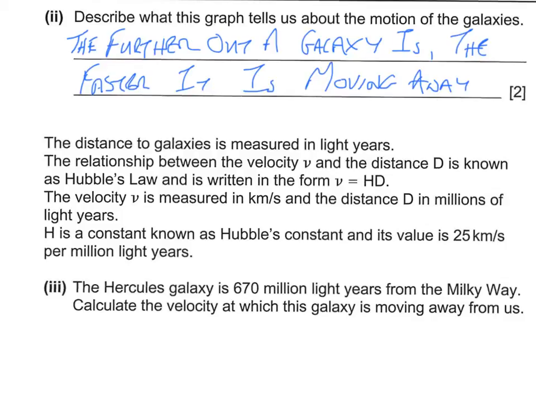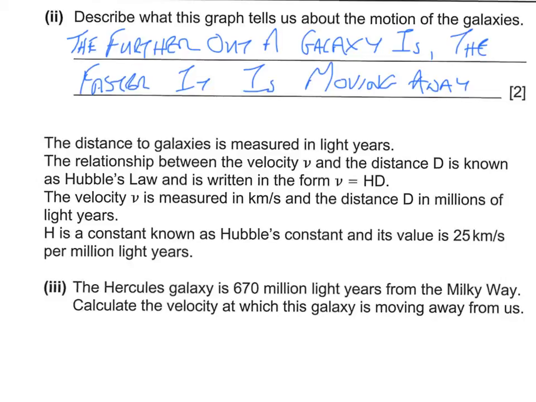Okay, the distance to galaxies is measured in light years. The relationship between the velocity v and the distance d is known as Hubble's law and is written in the form that v equals H times d. The velocity v is measured in kilometers per second and the distance is measured in millions of light years. H is a constant known as Hubble's constant, and its value is 25 kilometers per second per million light years.